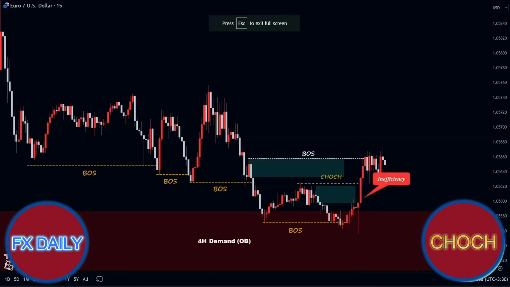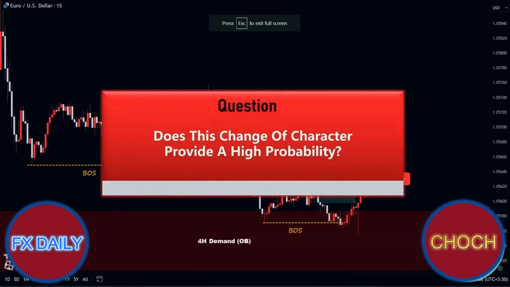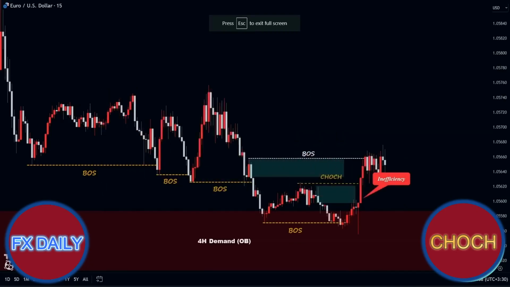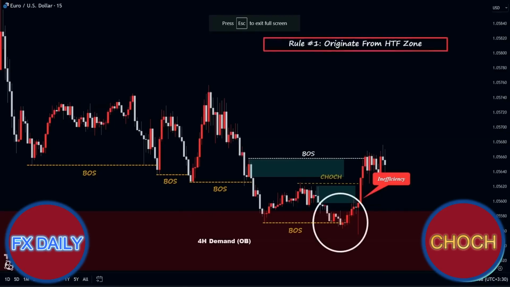Now a very important question is raised here. Is this change of character of sufficient quality and probability? Can we have a safe entry into the market using it? In the previous episodes, we have completely covered all the rules and measures needed to identify a quality character. As you know, the change of character is valid only if the price has returned from a higher time frame zone and then breaks the previous main structure and starts the trend change. And this is exactly what happened here.